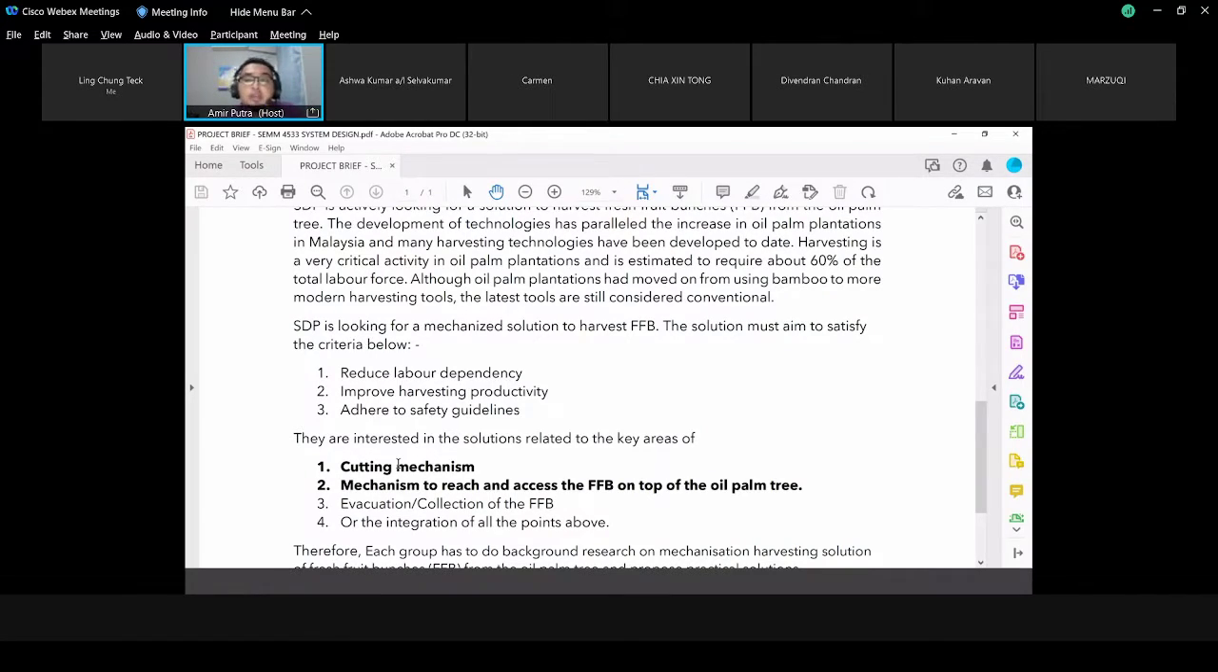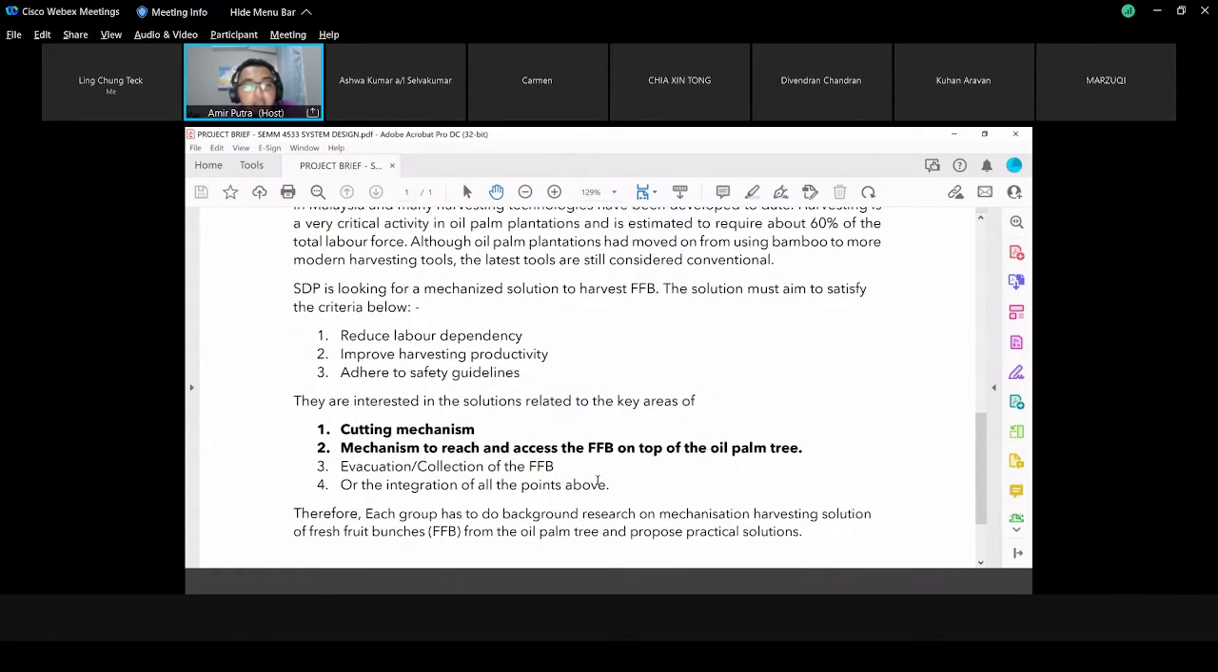So what is the solution for that particular problem? Therefore, each group has to do background research on mechanization harvesting solution of FFB from the oil palm tree and propose practical solution based on the design process. All right. So I will show to you a video from the Samdabi plantation.